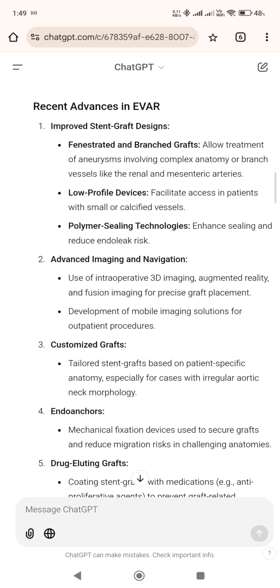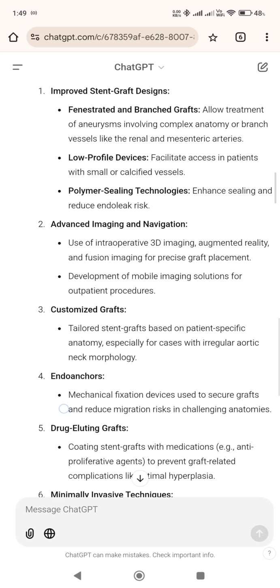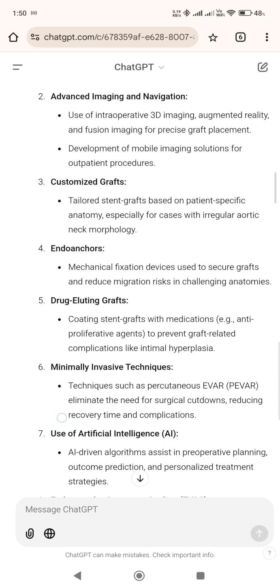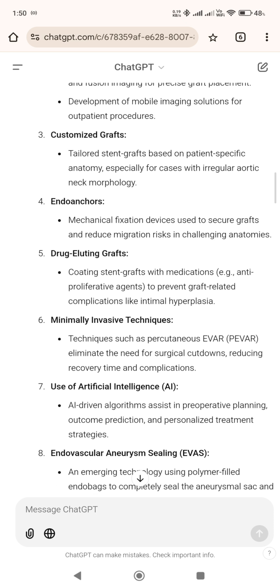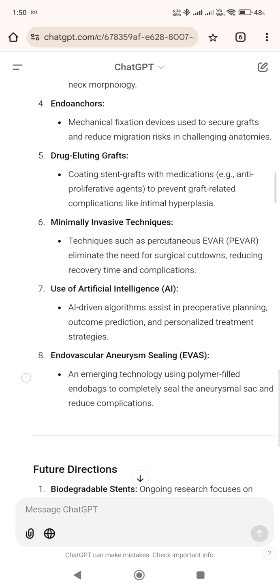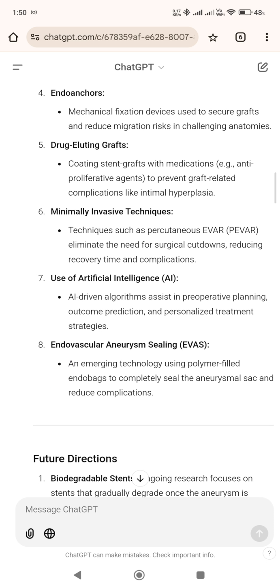2. Advanced imaging and navigation. Use of intraoperative 3D imaging, augmented reality, and fusion imaging for precise graft placement. Development of mobile imaging solutions for outpatient procedures. 3. Customized grafts. Tailored stent grafts based on patient-specific anatomy, especially for cases with irregular aortic neck morphology. 4. Endoanchors. Mechanical fixation devices used to secure grafts and reduce migration risks in challenging anatomies.